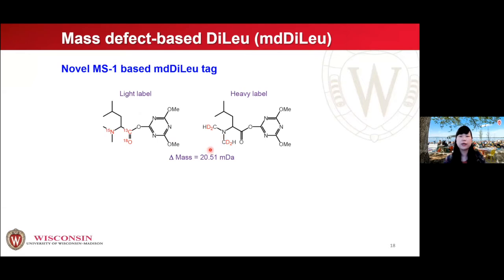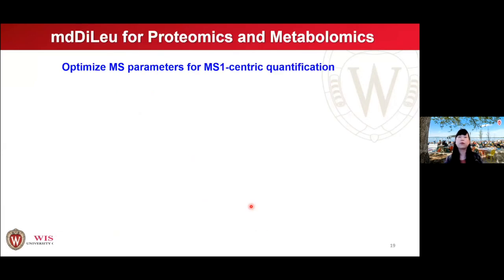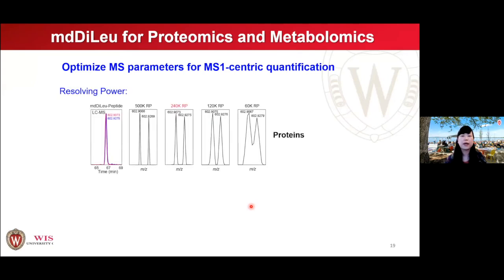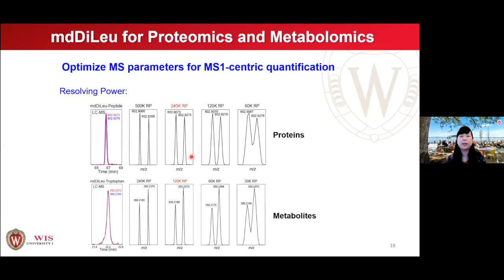So the 2 channels differ by 20.5 millidalton. This small mass difference can be resolved with a high-resolution Orbitrap type of instrument at the MS1 level, just based on the area under the curve. You may again wonder what kind of resolution is required. For MS1-based centric quantification at the protein level, we observe that 240,000 resolving power is needed, and for metabolites, 120,000 resolving power is required.